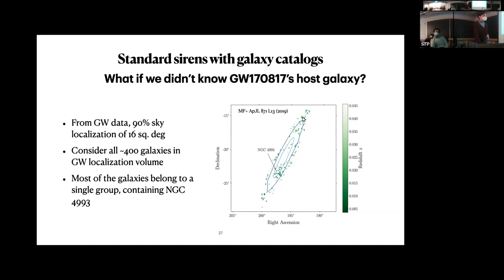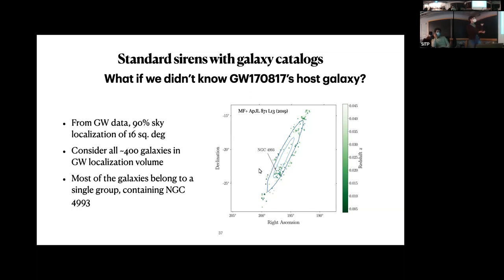If you look at all the galaxies in that 16 square degree region, I'm plotting all the galaxies within the 99% localization volume, and the contours show 90% and 50%. There are still a lot of galaxies there, like 400 galaxies, if you assume you know the distance but maybe not the redshift, or if you consider a bunch of different values for the Hubble constant. So you have to consider a bunch of different possible redshifts, and you don't know which one it was. So there are around 400 galaxies.